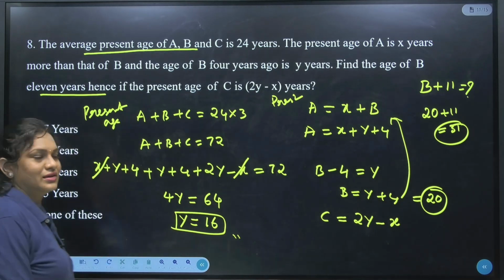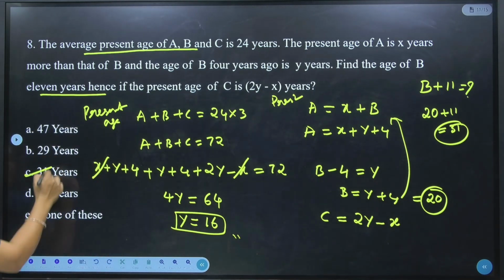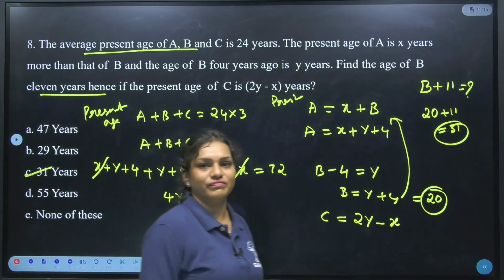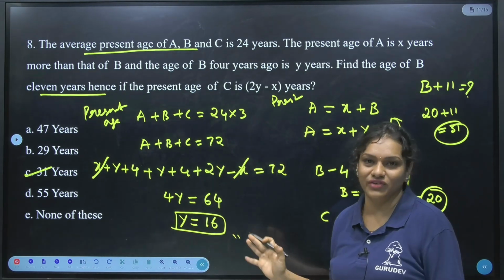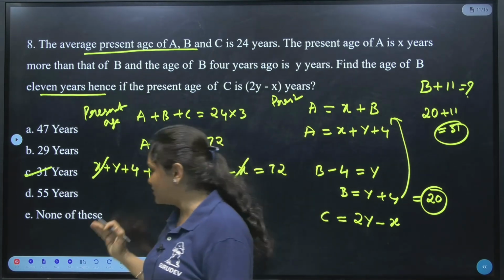Is it clear, guys? So the right answer for this question is what? 31 years. So this is the concept. I hope it is clear for each and every one. Okay. So let's move on to the next question.